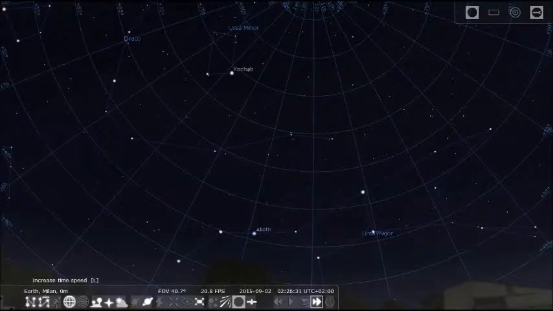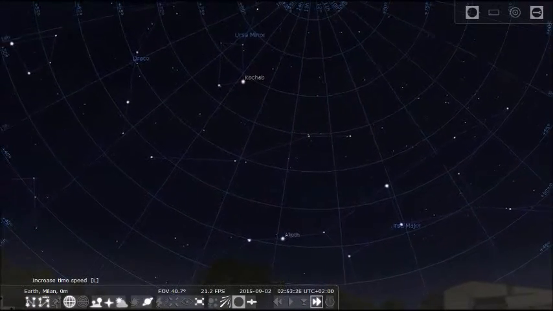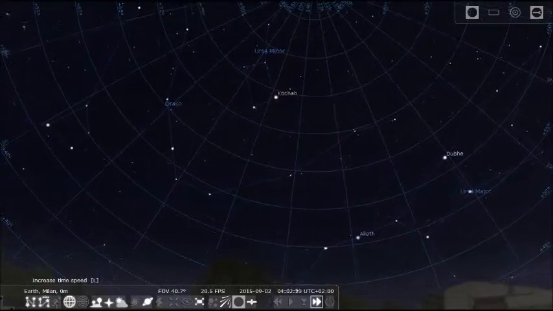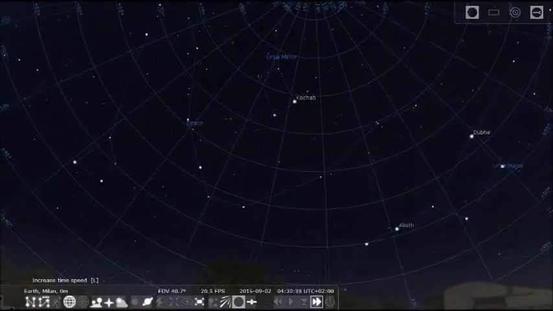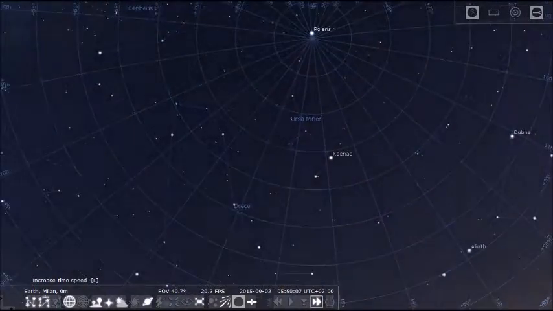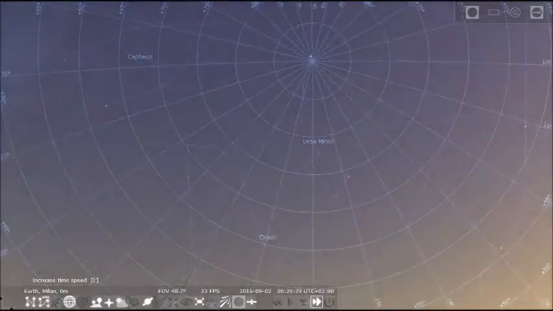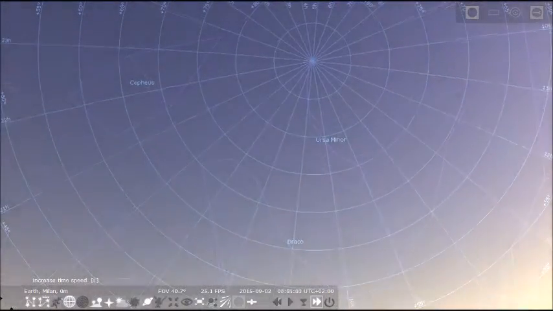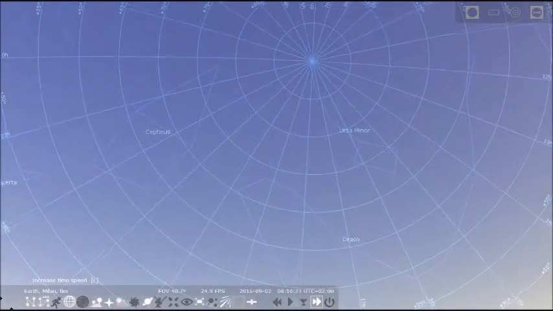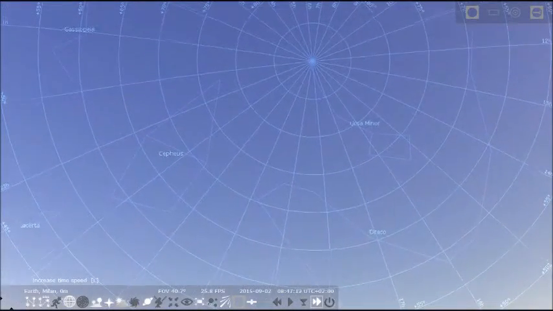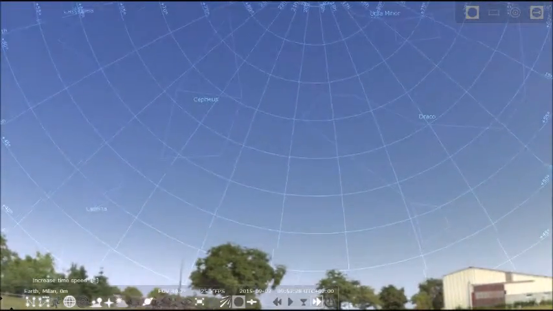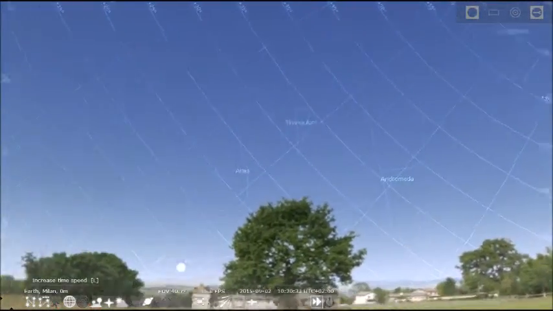Now we can, with the help of Stellarium, accelerate the rotation of the sky and see clearly how all the stars are rotating around the center, which corresponds to Polaris. Even when the sun rises and the sky becomes clear, you can see that all the stars are still there, rotating around this fixed point, which is Polaris.